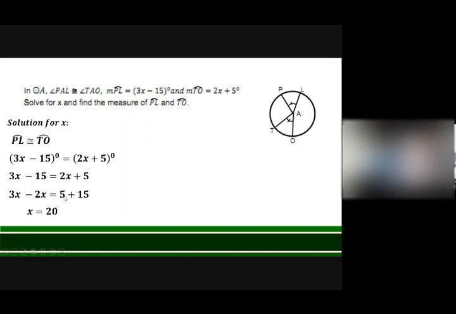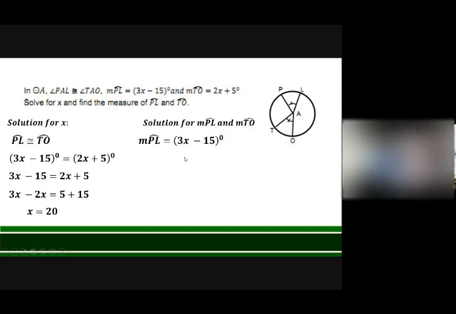Okay. Dahil meron na tayong value ng x, we will try to solve for the value of its corresponding arc. Pili lang tayo ng isa sa kanila na i-solve natin dahil equal naman yung arc PL and TO. So, let's say napili natin si arc PL. The arc PL is equal to 3x minus 15. Meron na rin naman tayong value ng x. Gagawin lang natin, substitute natin yung value ng x.